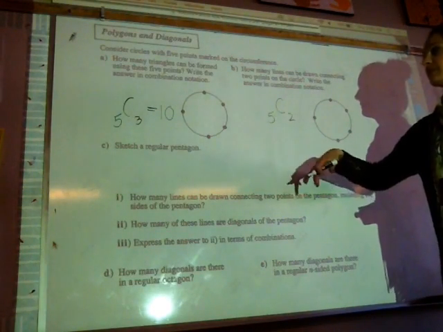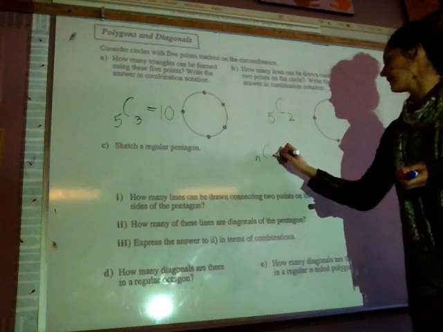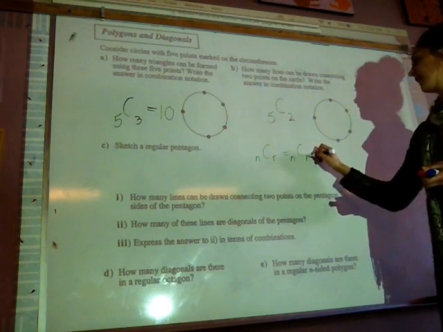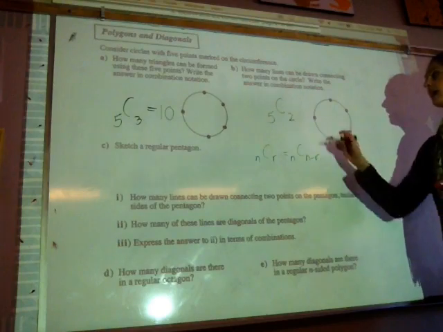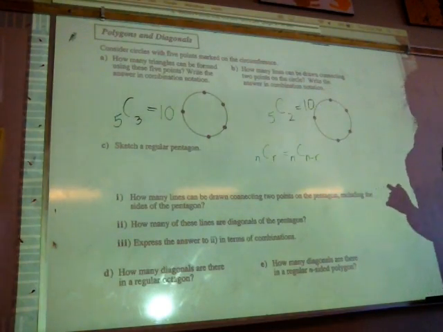Yeah. We have nCr is equal to n choose n minus r. Okay, this will also equal 10.